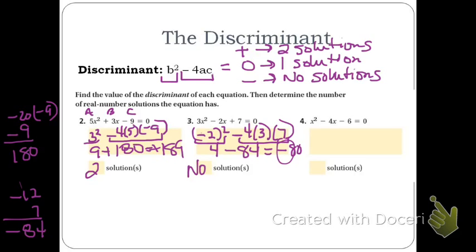And the last one, again, use my b squared minus 4ac. So b is negative 4. Negative 4 squared minus 4 times a, which is 1, times c, which is negative 6.